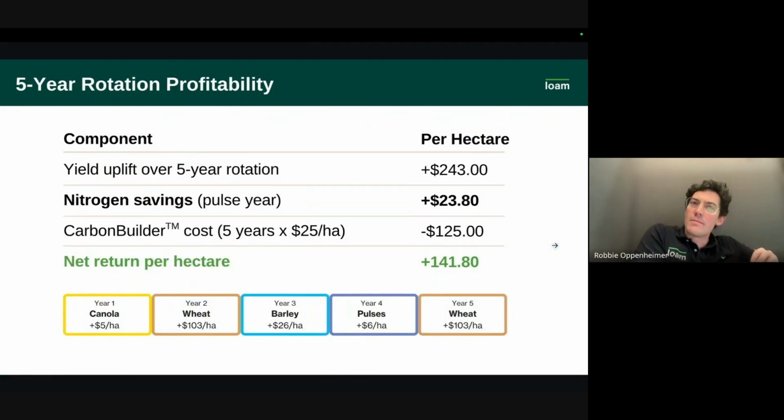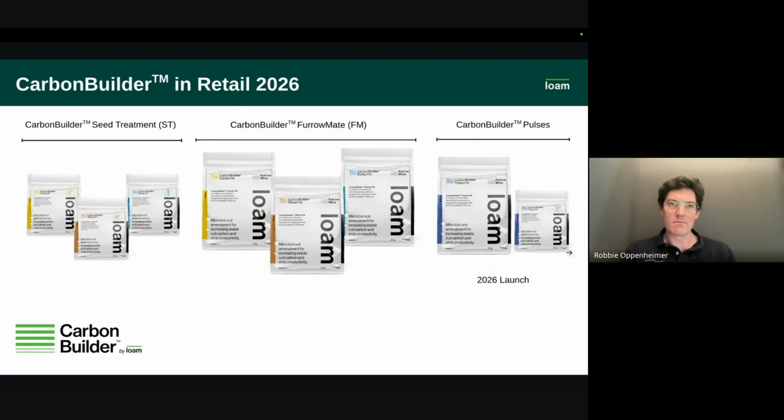What does that look like over time? So this slide is modeling out a 5-year rotation, assuming that in year 1 you have canola, wheat, barley, pulses, wheat, and then plotting out the yield uplift over that period, plus the nitrogen savings in the pulse year, which is what I just mentioned before, the 12.5 kilograms of total nitrogen per hectare, taking out the CarbonBuilder cost over that year. So $25 per hectare is the retail price for CarbonBuilder, and the decent net return per hectare over the course of that 5-year rotation. And that's similar in magnitude to what we've seen from those multi-year strip trials.